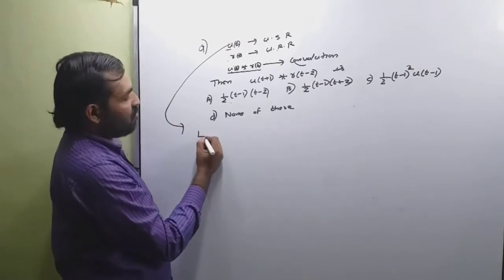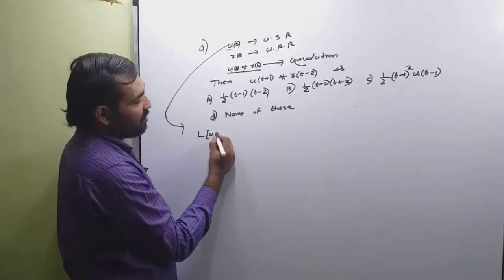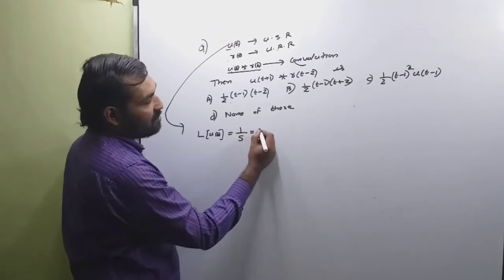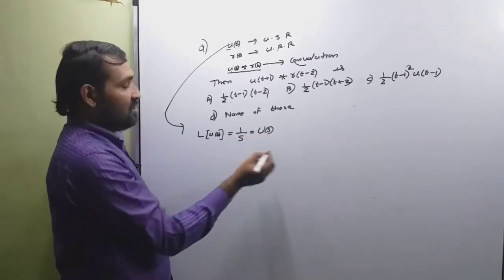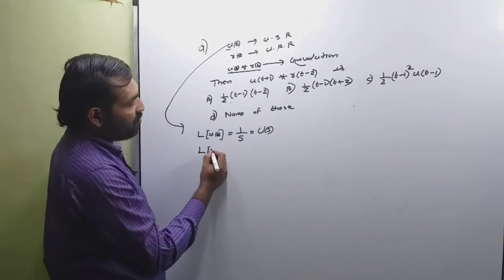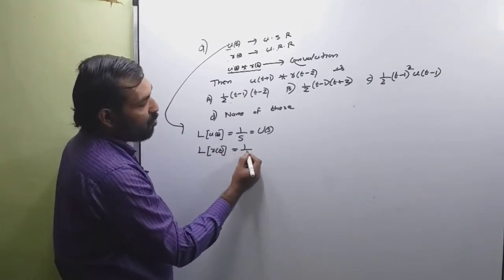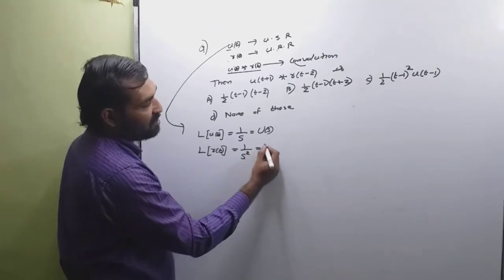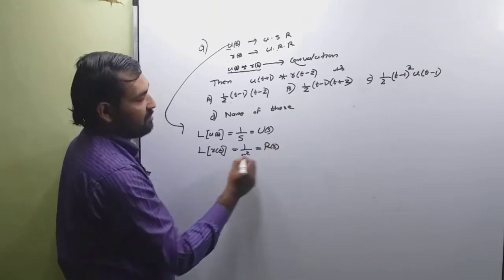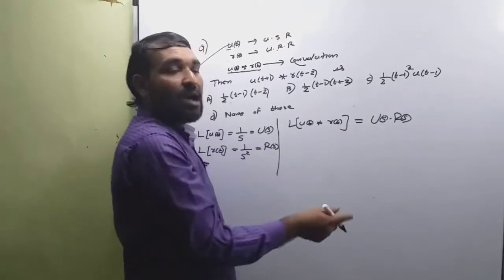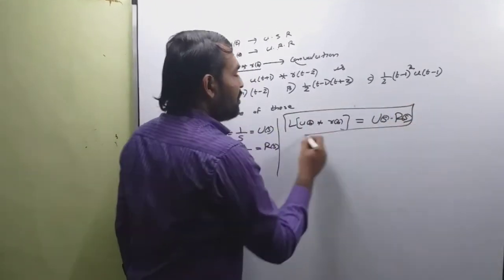Now, Laplace transform of u of t is equal to 1 by s, represented by capital U of s. And Laplace transform of r of t, the ramp signal, is equal to 1 by s square, represented by R of s. Convolution in the time domain is equal to multiplication in the Laplace domain.